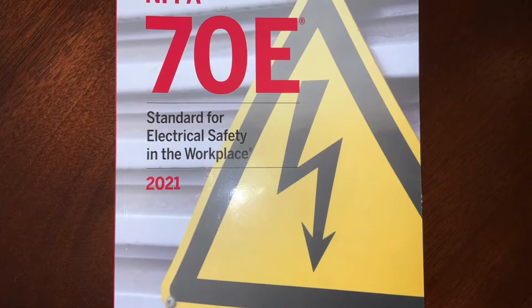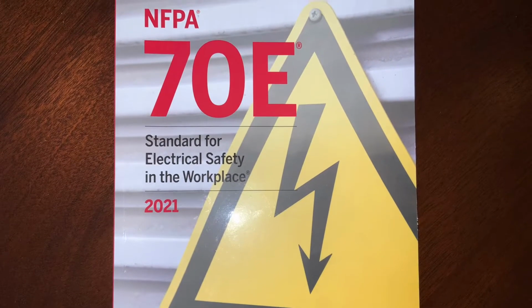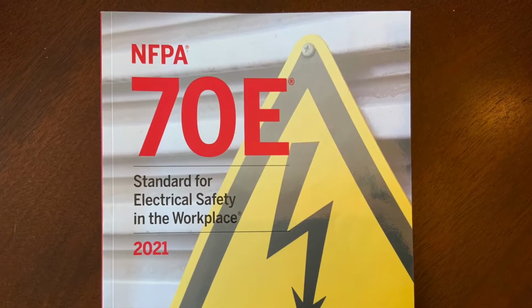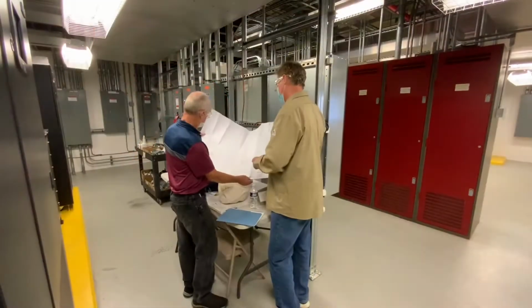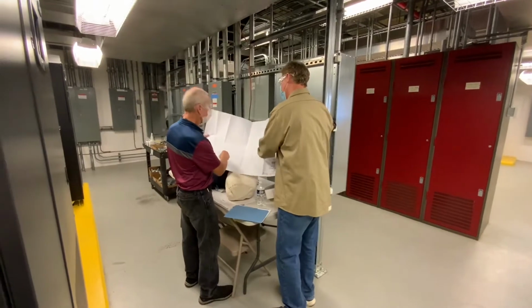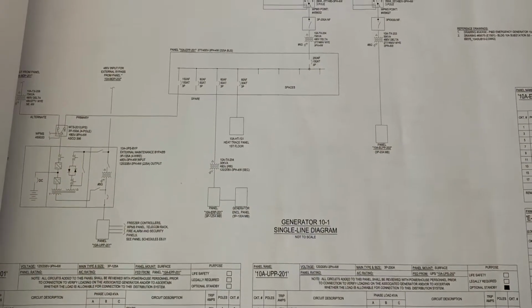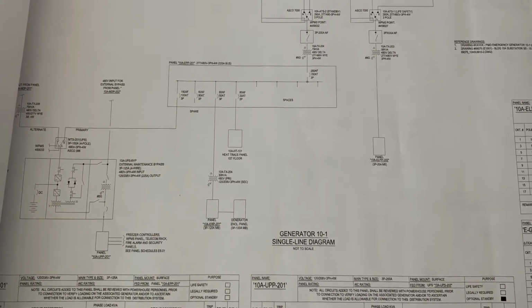Before starting each job that involves exposure to electrical hazards, the employee in charge must complete a job safety plan and conduct a job briefing with the employees involved. The job safety plan shall be completed by a qualified person. It must be documented. It must include the following information.